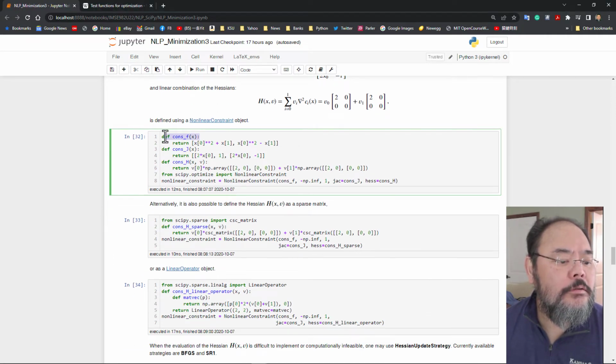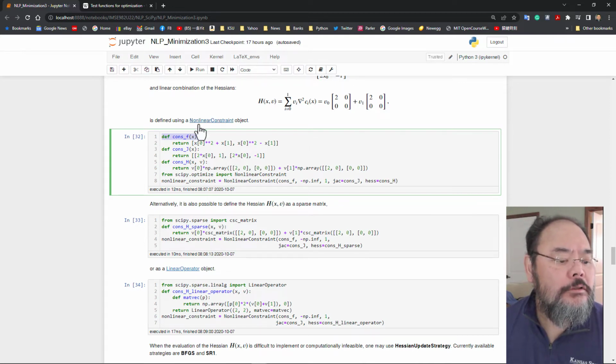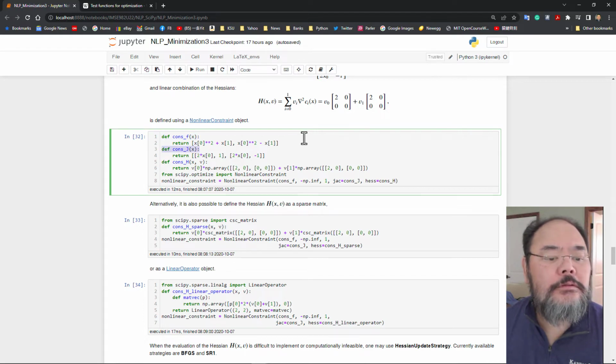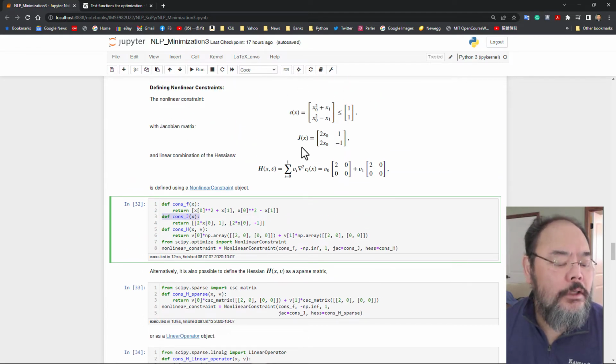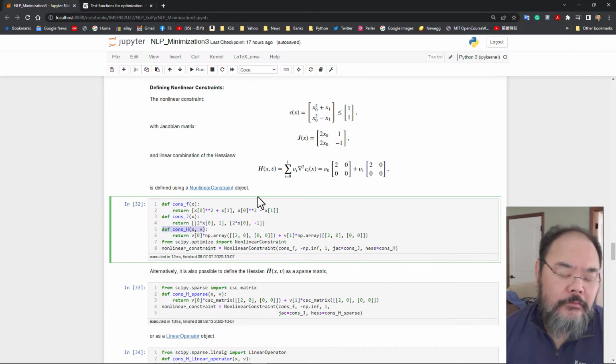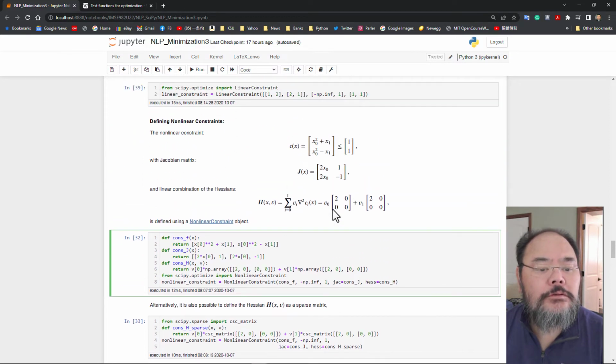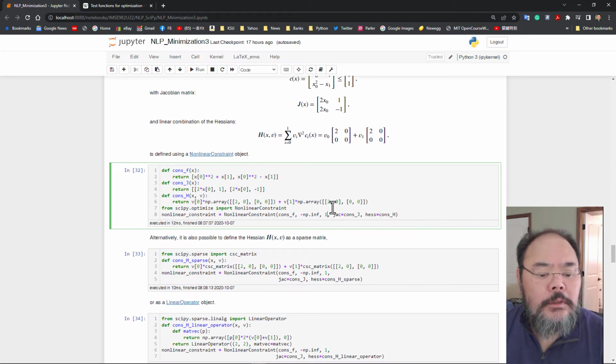First, we define the so-called constraint function itself, and the Jacobian of the constraint function. Since the constraint is a vector, the Jacobian will be a matrix. And second, we define the so-called Hessian of the constraint. And we can define the following nonlinear constraint using the constraint function, the upper and lower bounds for that constraint function, the Jacobian function, and the Hessian function.